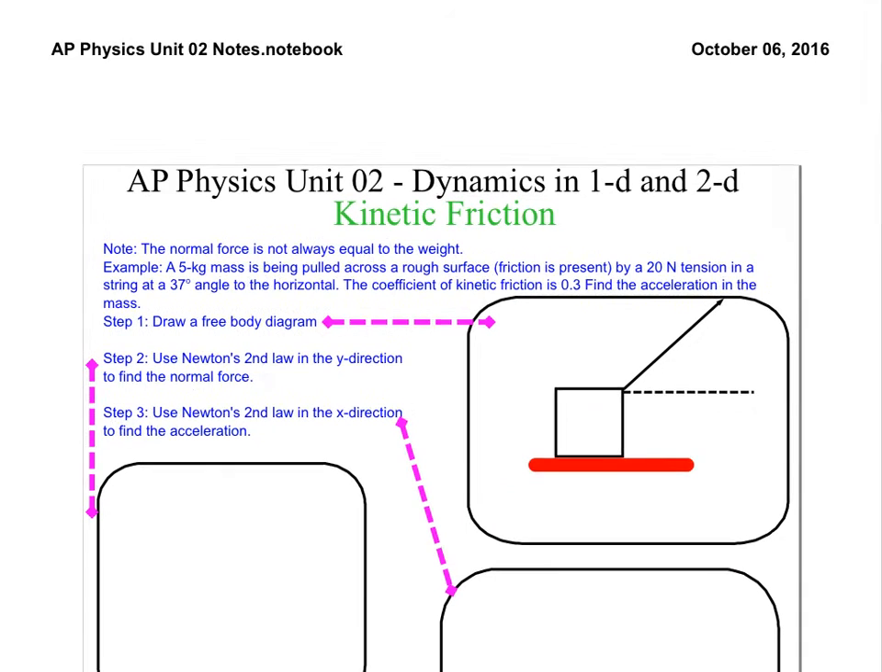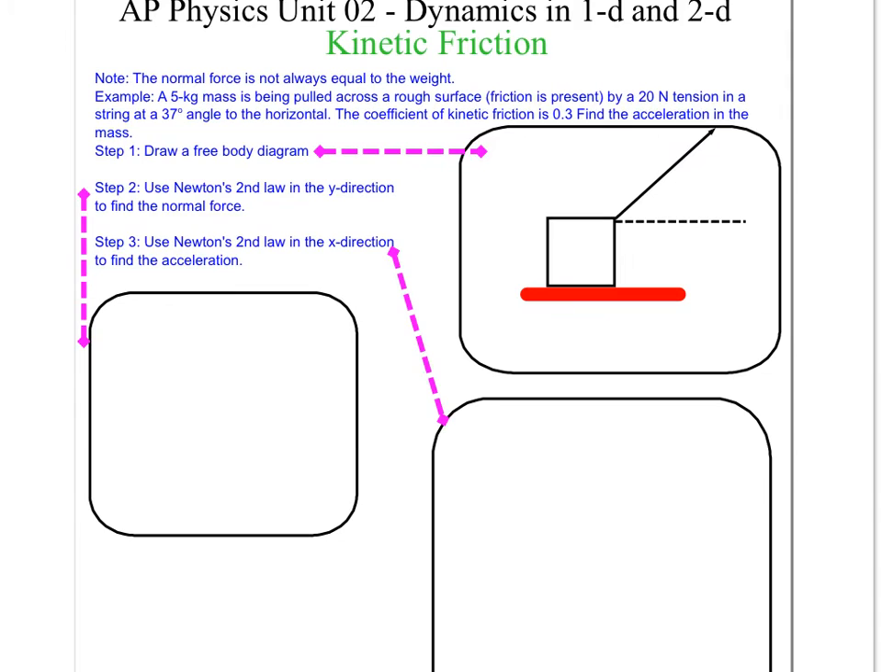I do have another one where it is maybe a little bit more crazy. Not too much though. This time we have an angled tension. And again, we've seen problems like this before, but just never with friction present. So this time we have a 5 kilogram mass being pulled across a horizontal rough surface where friction is present, by a 20 Newton tension, and our angle is 37 degrees. Coefficient of friction is given, and we are looking to find the acceleration this time.